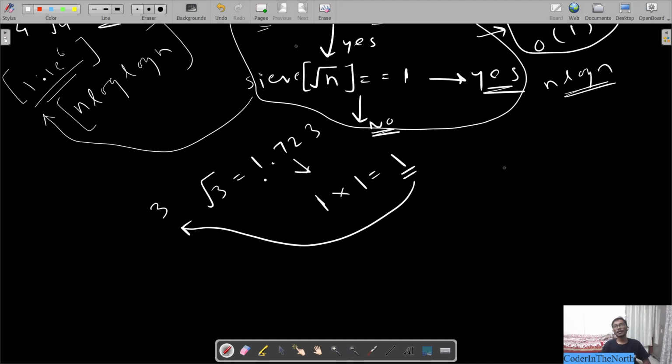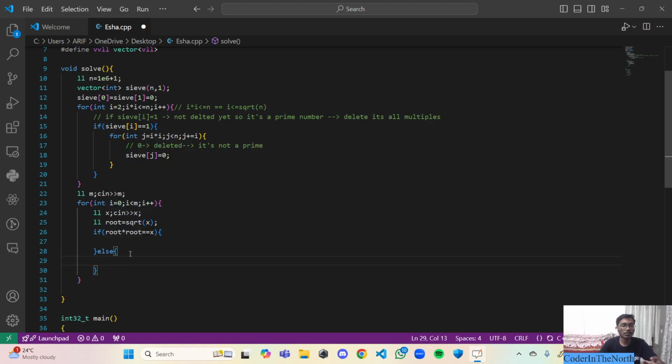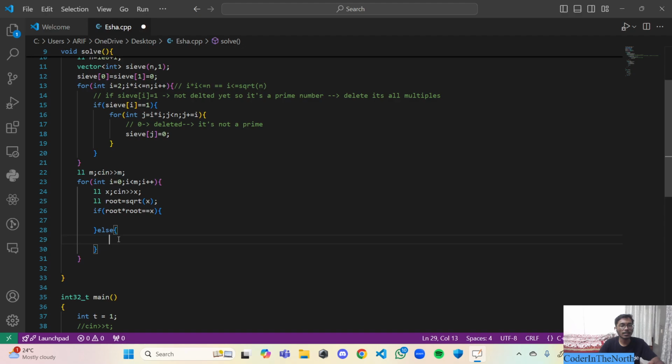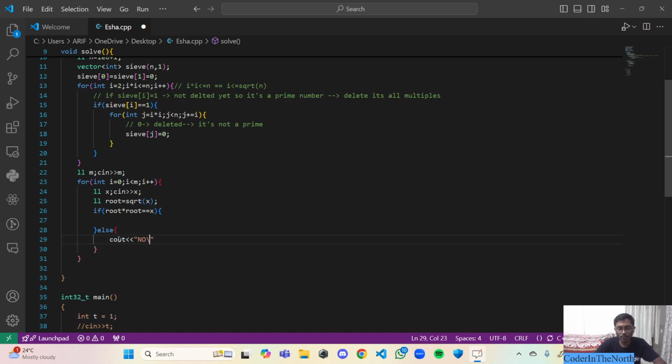Consider another case, like 16. What is under root of 16? It's 4, a perfect number. And when we do 4 into 4, it will give us back 16. So if root into root equals x, we know it's possible, and in the else case we know it's not possible, so we'll print no. Now here we have to do another check.